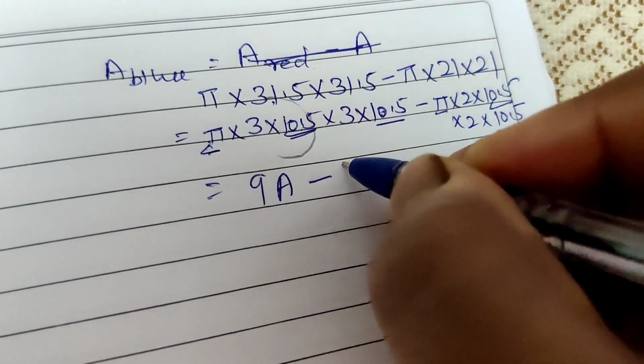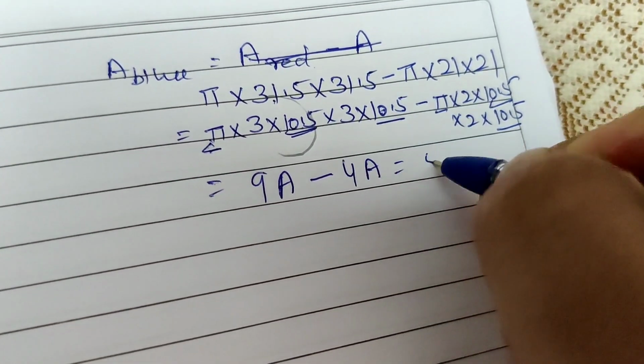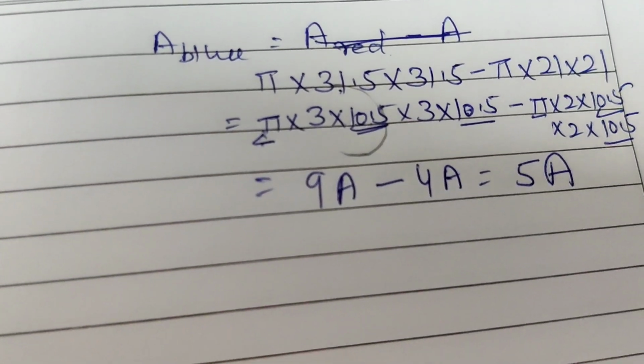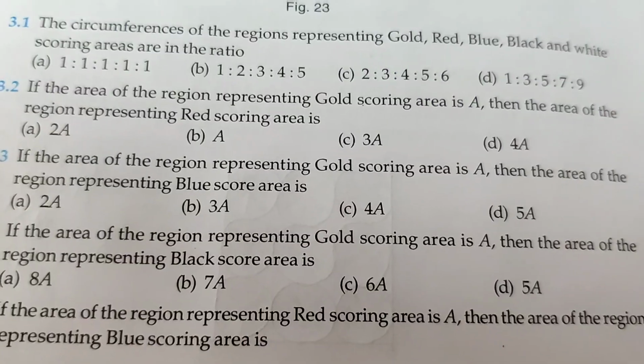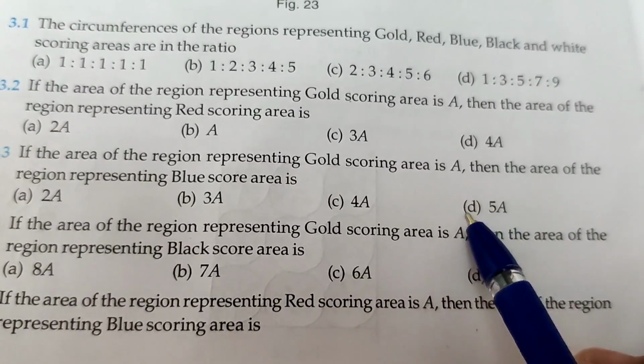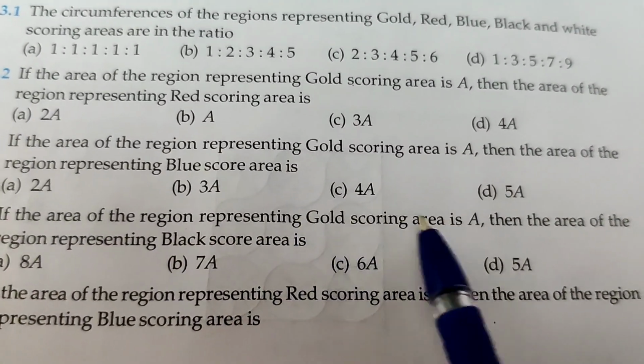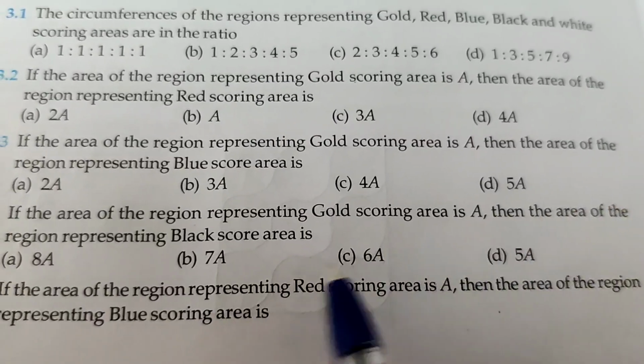This is the A. The area of blue region is 5A. D option is right. If the area of region representing gold scoring is A, then the area of region representing black score.